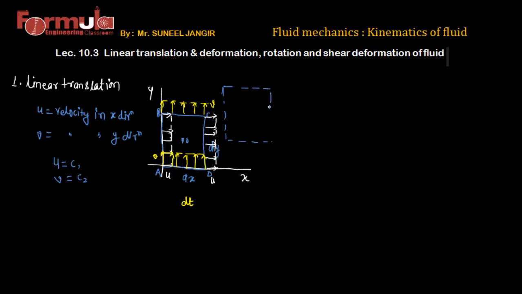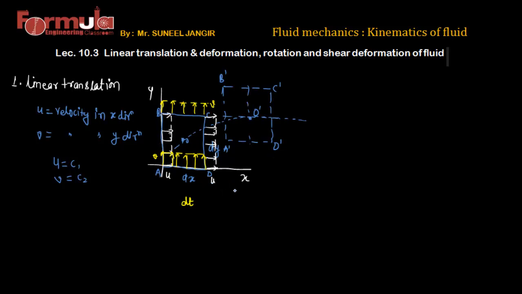This is our element's new position. So we are saying this is o dash, this is a dash, this is b dash, this is c dash, this is d dash. So this is the new position. You can assume this is moving along this streamline, and this is the position in the time interval dt.